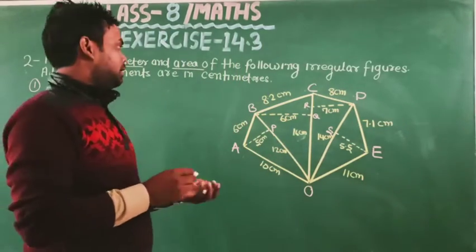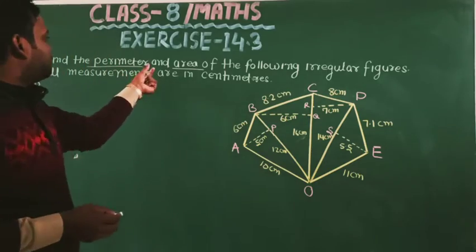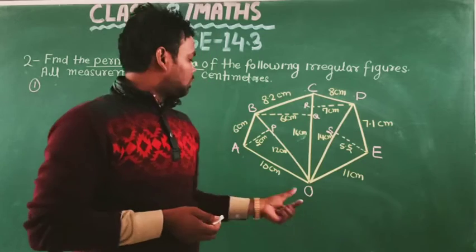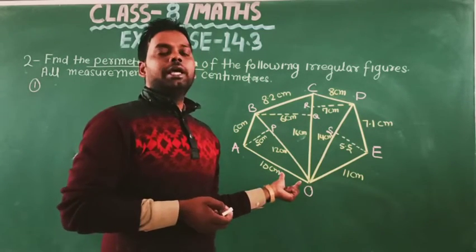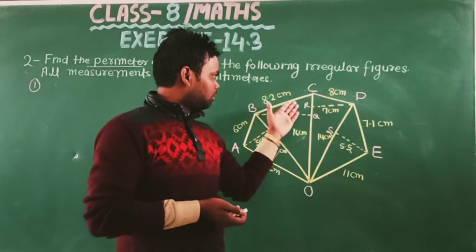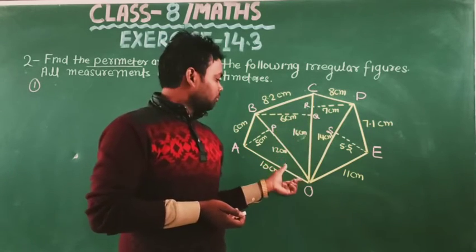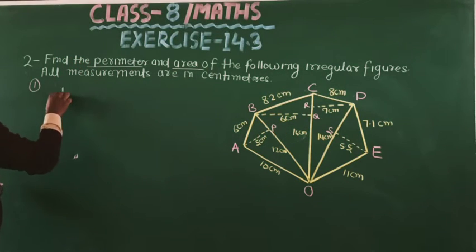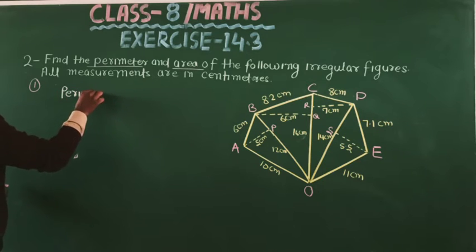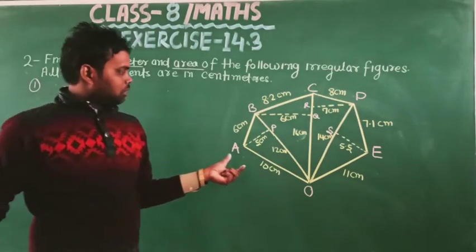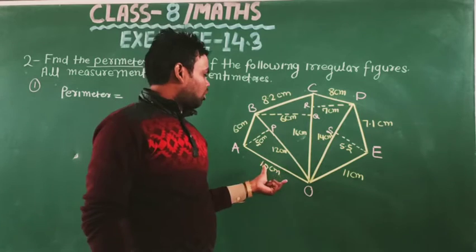The first part asks us to find the perimeter. So we know what the perimeter of any closed figure is. The boundary of the closed figure is called its perimeter. So the perimeter of this irregular figure is equal to the total length of the boundary.